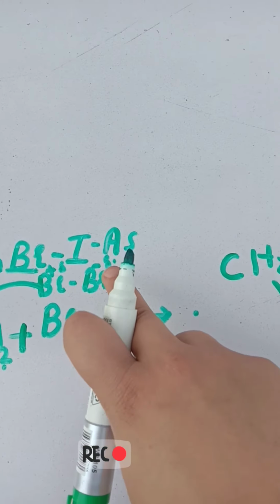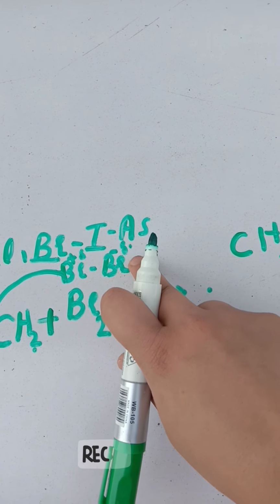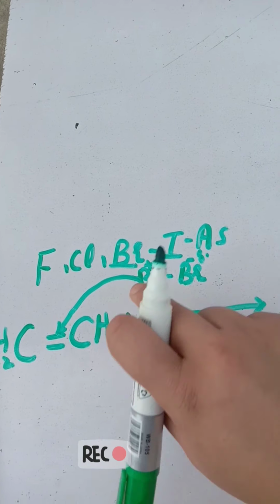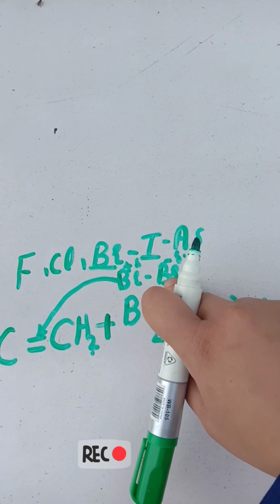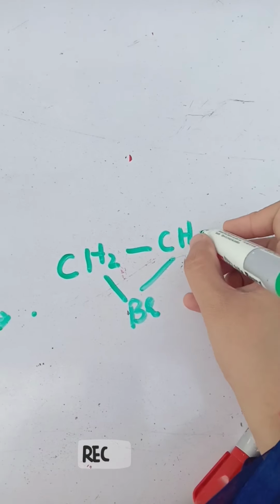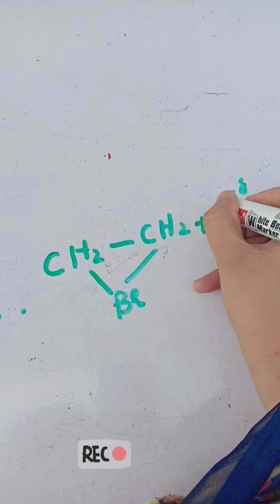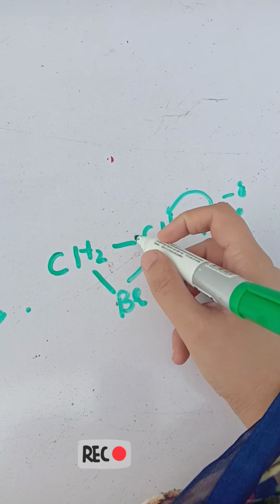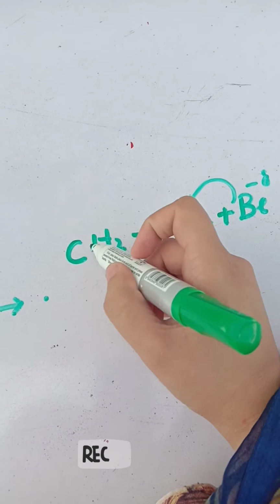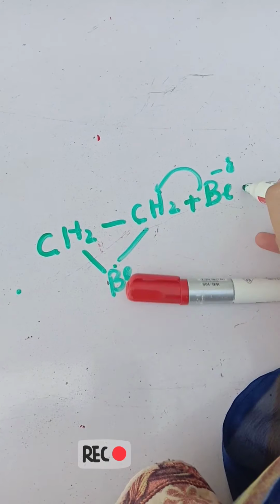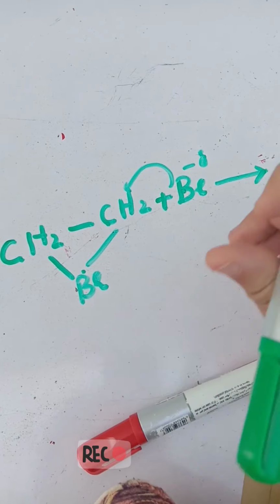The negative bromine at first does not take part in the reaction. Only the positive bromine takes part in the reaction. The negative bromine will be emitted out. So this negative bromine that is emitted out takes part in the reaction, and this negative bromine will attack this carbon atom. So this positive bromine will attach with this carbon atom and this negative bromine will attach with this carbon atom, and in this way dibromoethane is produced.